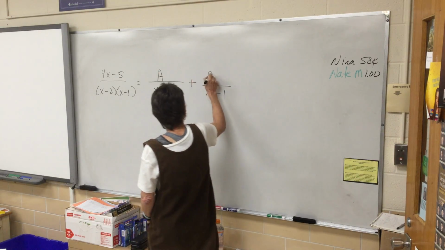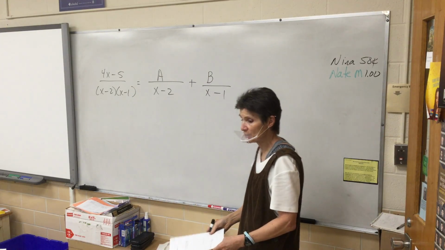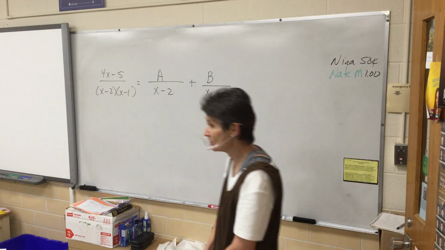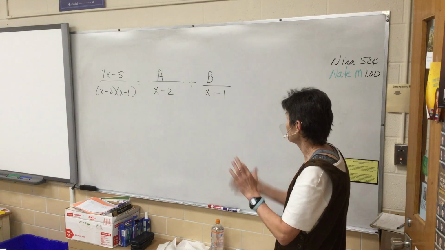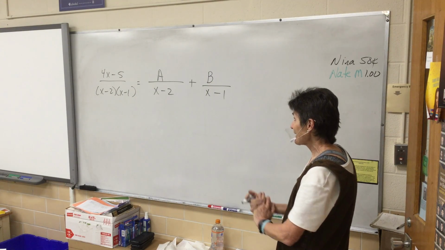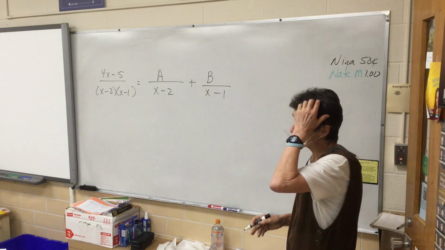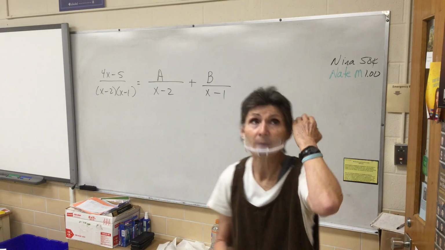So these need variable names. I'll call them A and B, we generally do, but you can call them P and Q or R and S. So that's the setup. We factor the denominator of the problem.